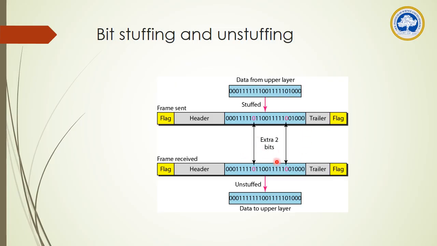So at the beginning, the data from the upper layer will be stuffed according to the bit stuffing technique. 2 extra bits will be added in the data, and that will be sent to the receiver. When the frame is received, it checks for a 0 after 5 consecutive ones. If it is there, it will unstuff it, and by removing the extra zeros, the original data will be retained to the upper layer. So this is how bit stuffing and unstuffing happens.